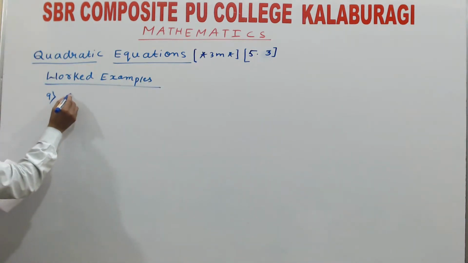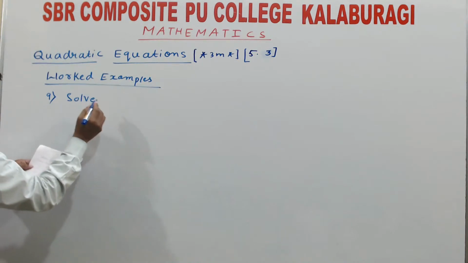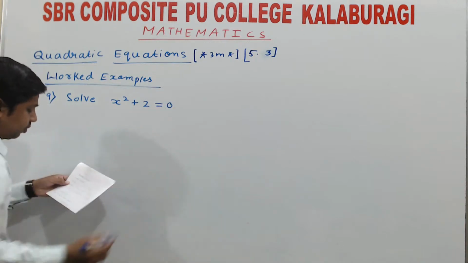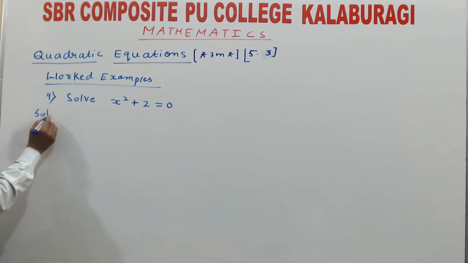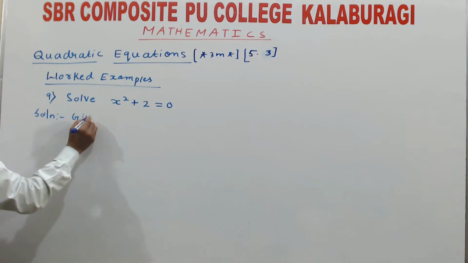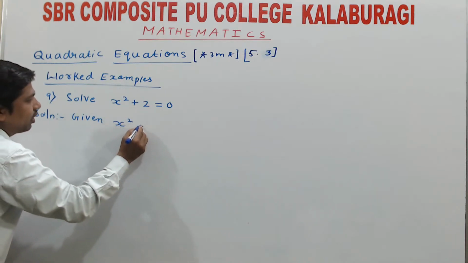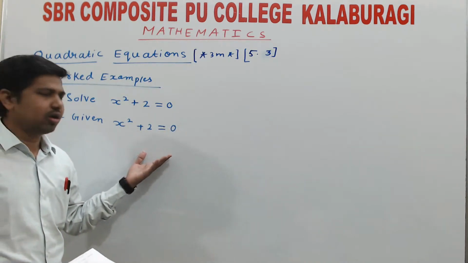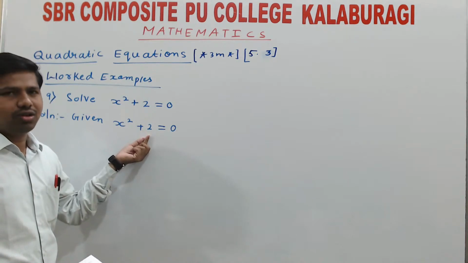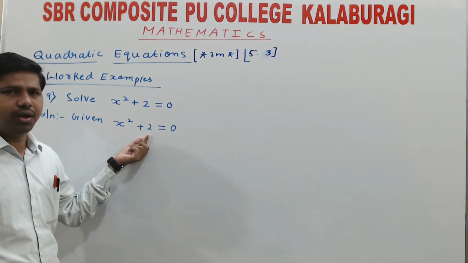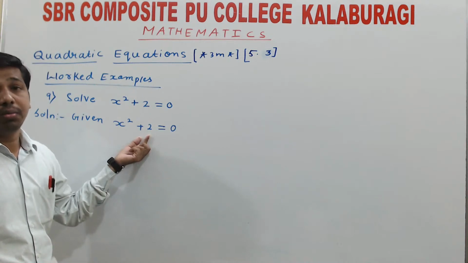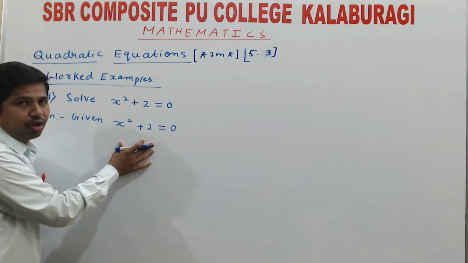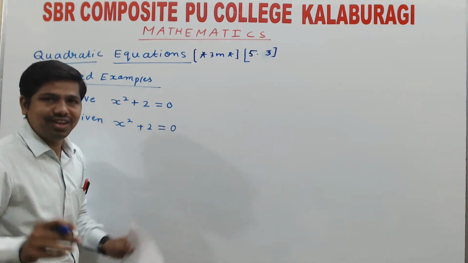That is the ninth work example. Solve x square plus 2 equal to 0. Right? Okay, let us write the given. What is given for us? x square plus 2 equal to 0. You can use the formula, or directly, since only a constant term is there, you can find the value of x very easily, because the coefficient of x is 0, right? So you can solve this by the direct method, not by using the formula. Even if you solve by the formula, you get the same answer.